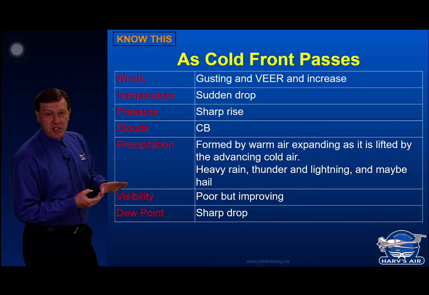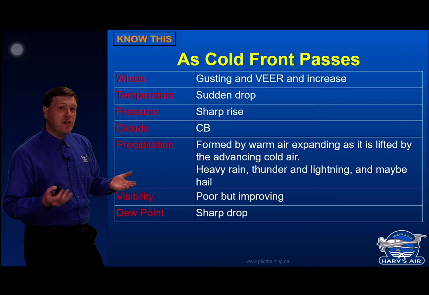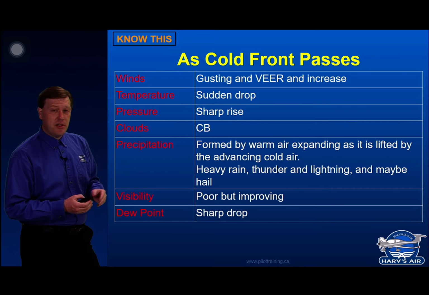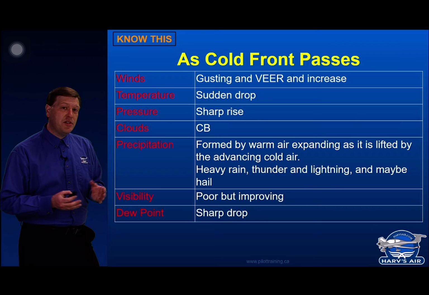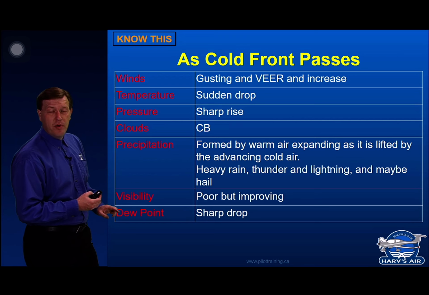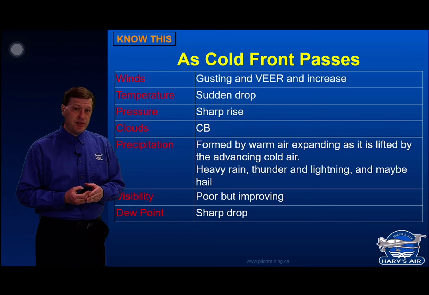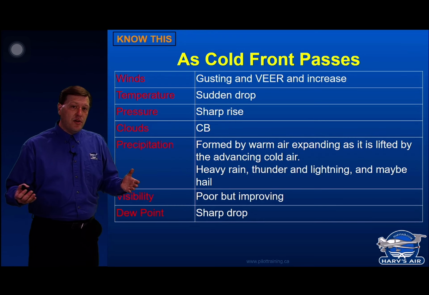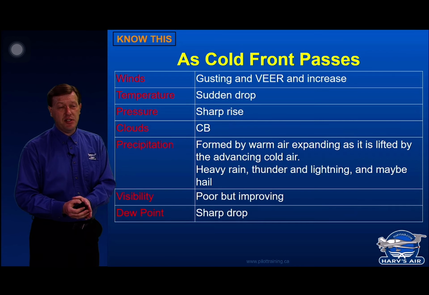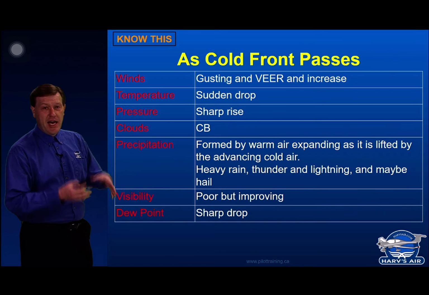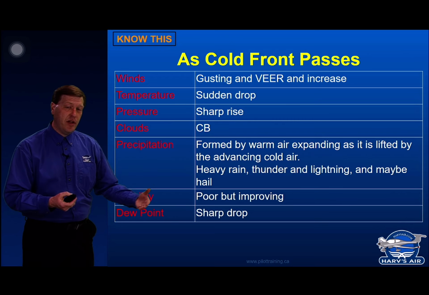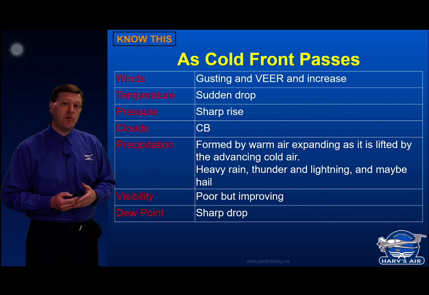Precipitation, it's going to be showery because we've got cumulus type clouds, right? And then the visibility, it's going to be poor, particularly if you're caught in one of those showers, but it's generally going to be improving. And then finally, the dew point: because the temperature and dew point were lining up to cause that precipitation, as that precipitation starts to fall and the cold air starts to flow inwards, the dew point is going to drop.